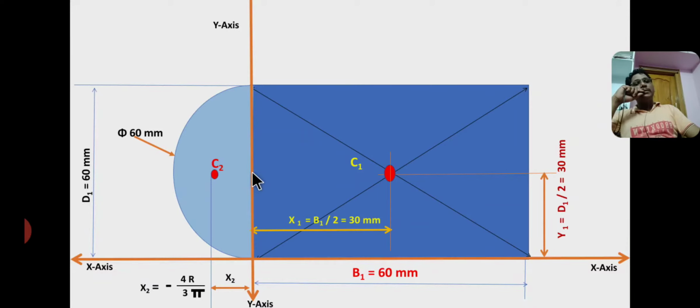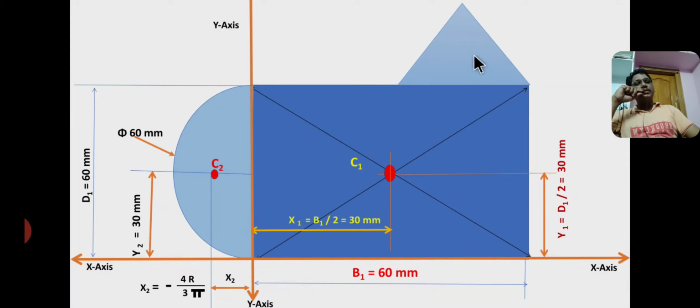Already we know that the distance between the straight edge and the centroid is always 4r by 3 pi. So I wrote here x2 equal to 4r by 3 pi, but I consider a negative sign here because this semicircle is in the second quadrant, therefore the values of x are negative. So I consider the negative sign for the second quadrant. Now y2 is the distance of centroid C2 from the x-axis. From here to here the distance is y2, that is the radius of the semicircle, y2 equal to r equal to 30.